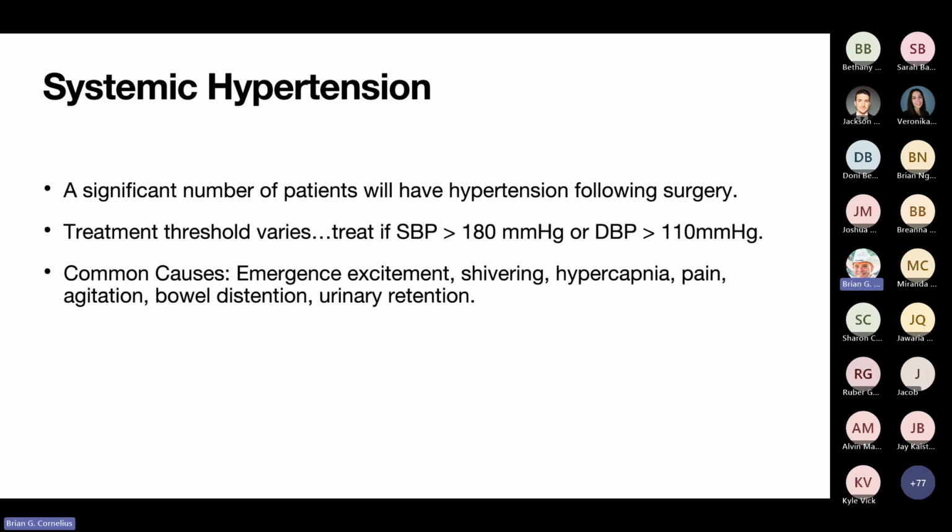So what causes it? Sometimes they're excited on emergence. So think about somebody that's agitated, or maybe they're having a little emergence delirium. Other things you'll see that cause it, shivering. If you have somebody that's shivering post-operatively, their blood pressure may not truly be high, but it's being measured as being high. So imagine if you had a patient that was having a seizure. You're not going to get an accurate blood pressure on that patient, right?